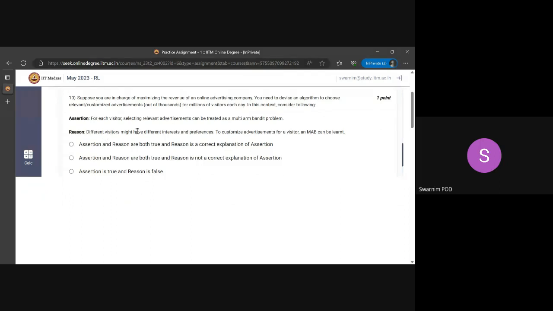Question number 10. Suppose you are in charge of maximizing the revenue of an online advertising company. We need to devise an algorithm to show relevant customized advertisements out of thousands of advertisements to millions of visitors. So the number of advertisements is in the order of thousands, and the number of visitors that visit the website every day is in the order of millions. In this context, consider the following. One assertion is: for each visitor, selecting a relevant advertisement can be treated as a multi-arm bandit problem. Reason: different visitors might have different interests and preferences. To customize advertisements for a visitor, a MAB can be learned.